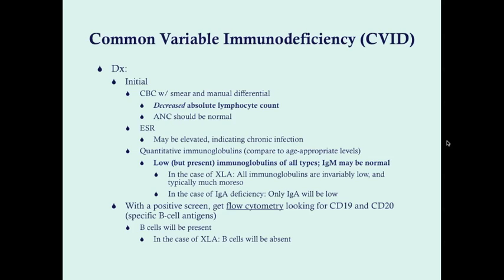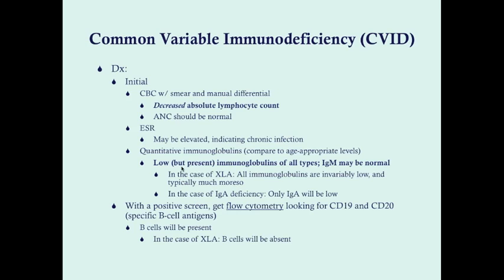And so if you have a normal IgM but everything else is low, then you have CVID. Now, if IgM is elevated and everything else is low, you don't have CVID. You have hyper IgM syndrome. But in this case, IgM should be normal, maybe low, but everything else is going to be low. But they will be present, unlike in XLA where they're going to be severely low if not absent. So in the case of XLA, all immunoglobulins are invariably low and typically much more so. In the case of IgA deficiency, only IgA will be low. Everything else should be normal. And in the case of hyper IgM syndrome, IgM will be high and everything else will be low.